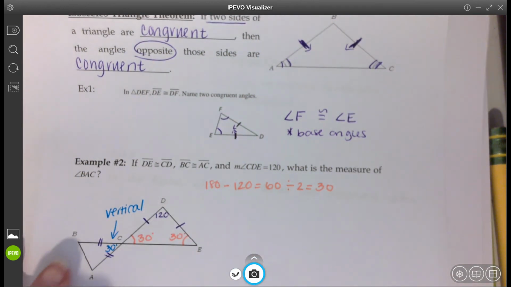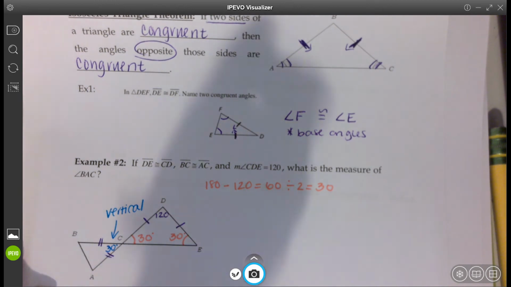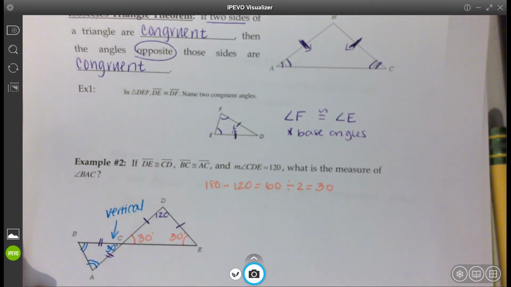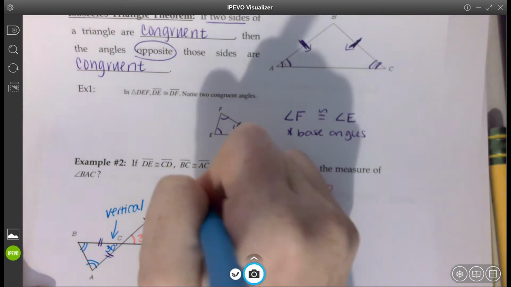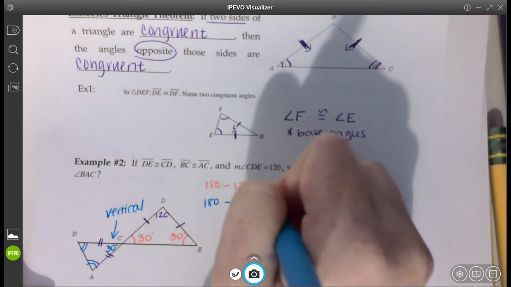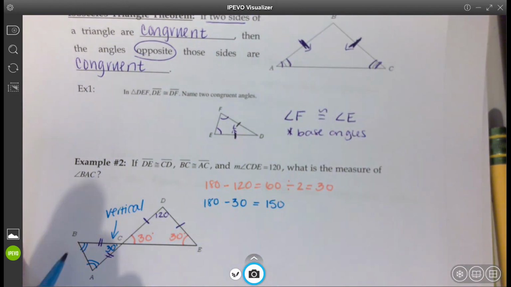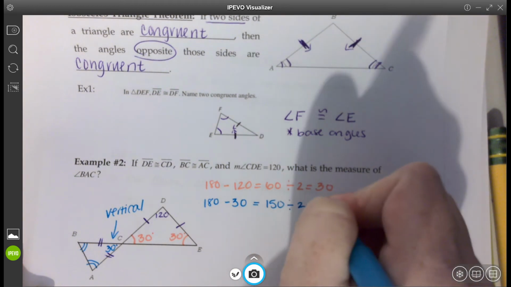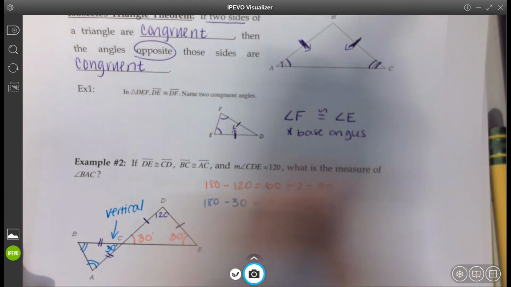Now, again, remember we said we had a small isosceles triangle here, so I know that these two angles are going to be congruent. So we're going to repeat the same process we did in the first triangle. So 180 minus 30, that is going to give me 150. That's 150 between these two angles. They're the same value, so I'm dividing by 2. And that makes it 75 degrees.